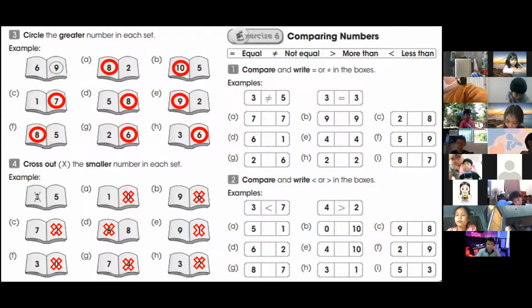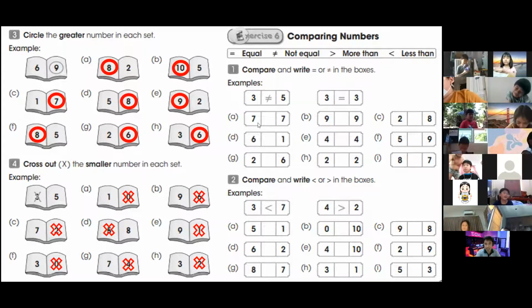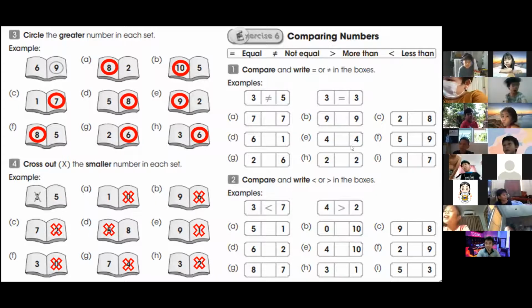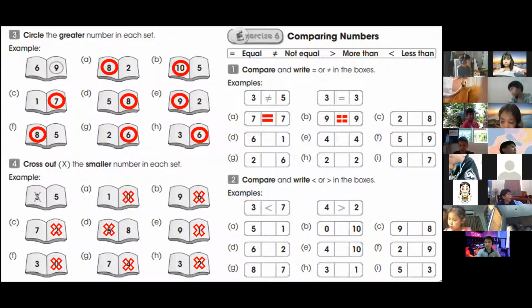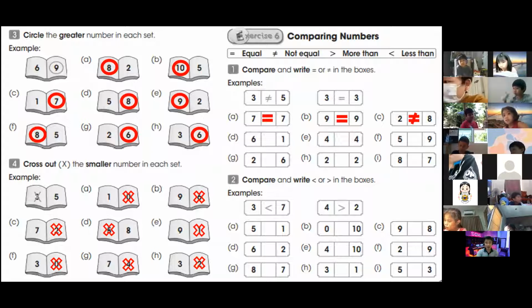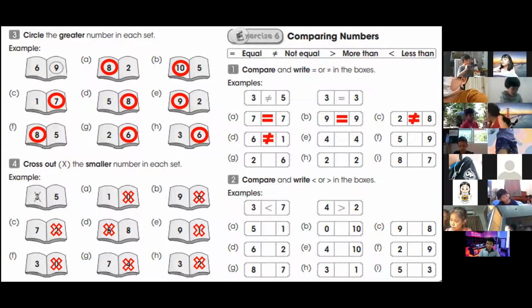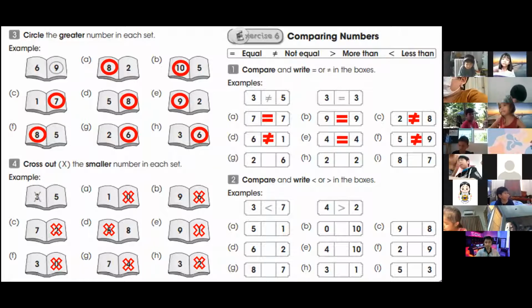Page 17, letter A. Look at your answers. 7 and 7, equal or not equal? So the answer here is equal. Letter B, equal. Letter C, not equal, because the numbers are not the same. Letter D, not equal. Letter E, equal. Letter F, not equal.